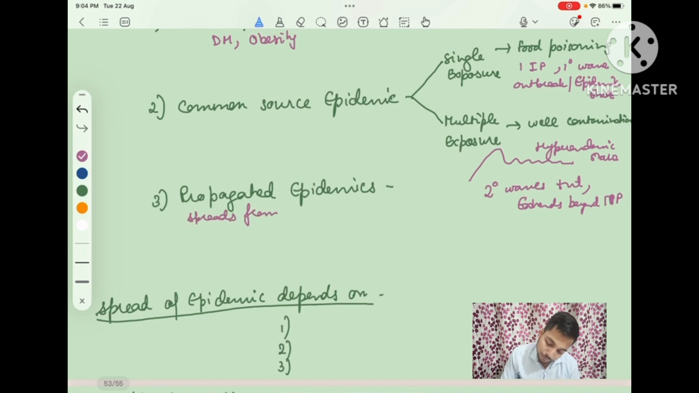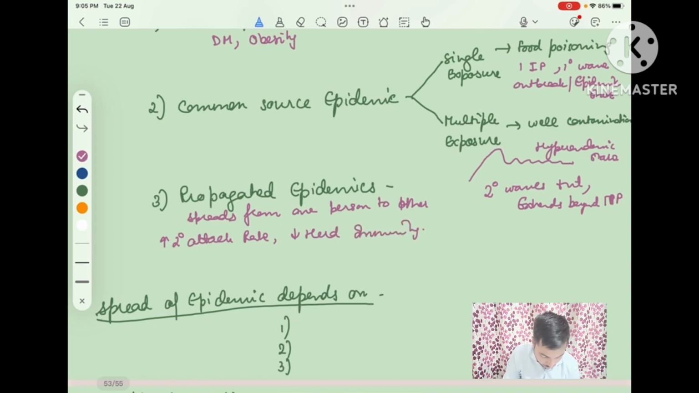Then comes the propagated epidemic, that is spread from one person to another. There is a gradual rise in the number of cases or it can sometimes be explosive also. Now here what happens is that there is a higher secondary attack rate and decreased herd immunity. That is why it is spreading from one person to another. The gradual decrease happens only over a long period of time, only if the susceptible population decreases and the herd immunity increases, like in the case of dengue, malaria, HIV/AIDS.